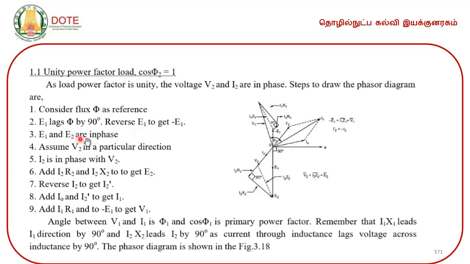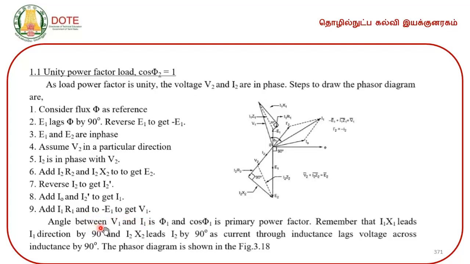Then E 1 and E 2 are in phase. Assume V 2 in a particular direction, I 2 is in phase with V 2. Add I 2 R 2 and I 2 X 2 to get E 2, then reverse I 2 to get I 2 dash, because I 2 is the secondary current, I 2 dash is nothing but the secondary current referred to the primary. So, add I naught and I 2 dash to get the input primary current I 1. Add I 1 R 1 and minus E 1 to get V 1.